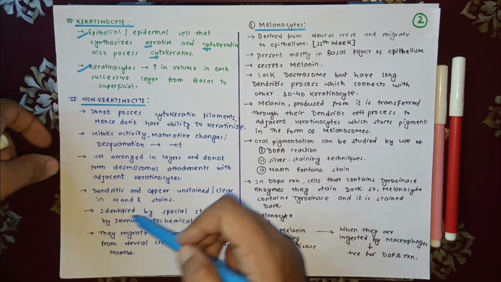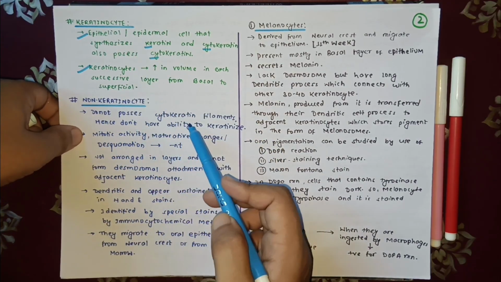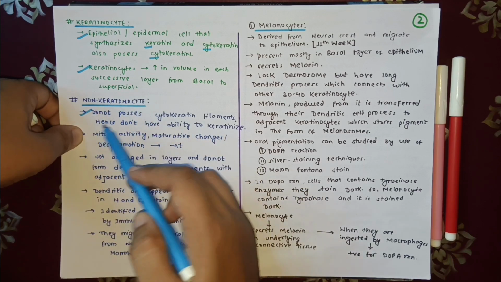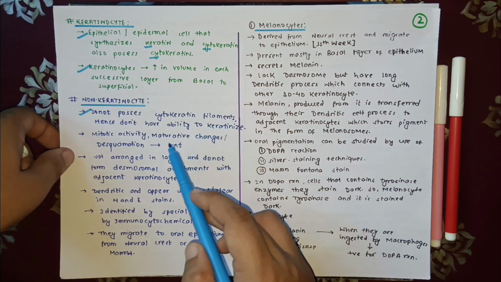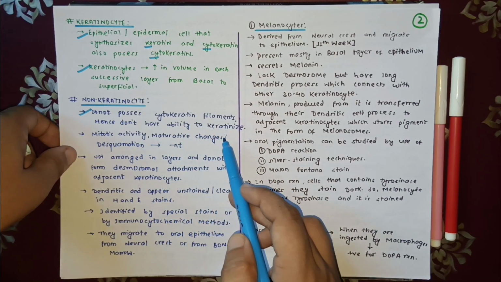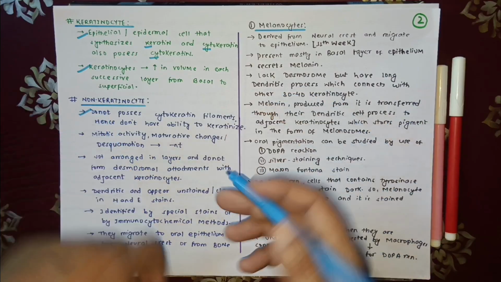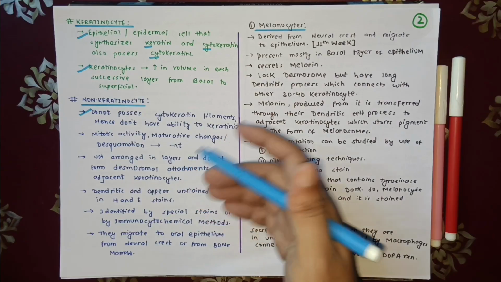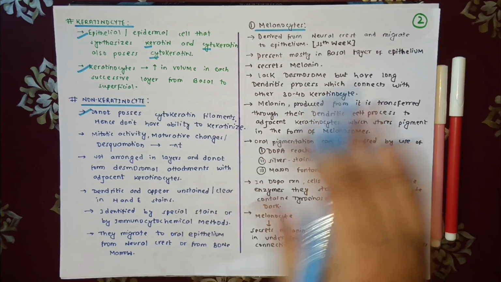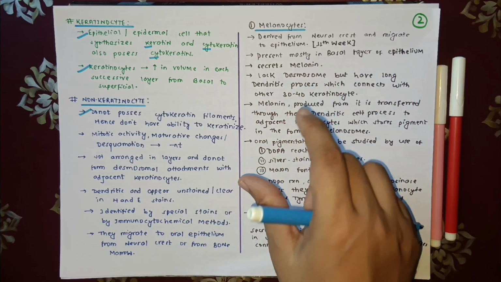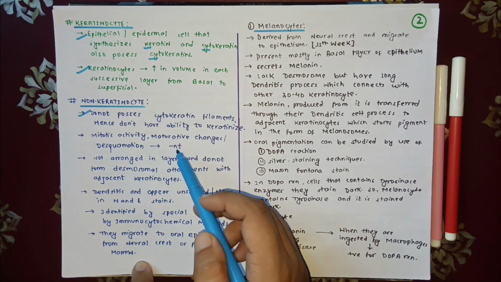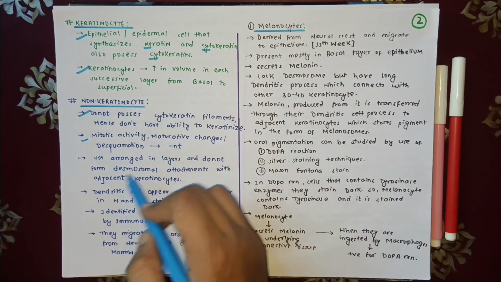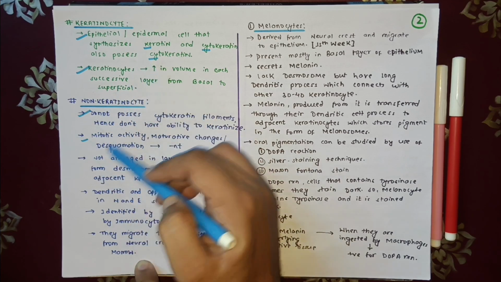After that, the non-keratinocytes do not possess the cytokeratin filament, hence don't have the ability to keratinize. So they are mostly present in the non-keratinized tissue. You can relate like that way, but both types of cells are present in both types of epithelium. You shouldn't forget this line. After that, mitotic activity, maturative changes or desquamation are absent in the non-keratinocyte, but those features are present in the keratinocyte. So this can be asked in a viva.